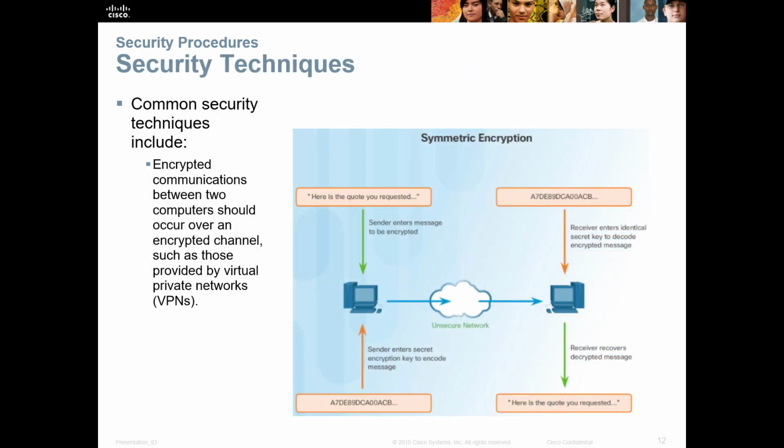We have common encryption types: hash encoding, symmetric encryption, and asymmetric encryption. Hashing ensures the integrity of the message. That means it ensures the message is not corrupted or tampered with during transmission.